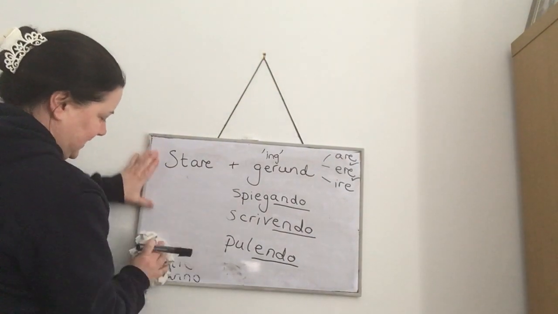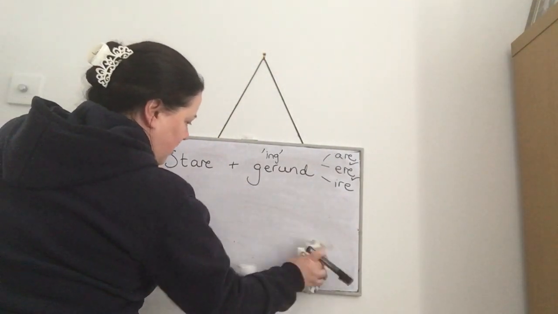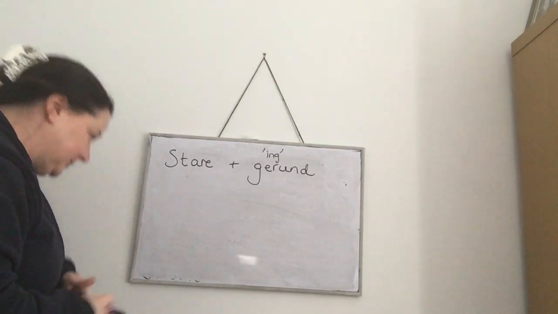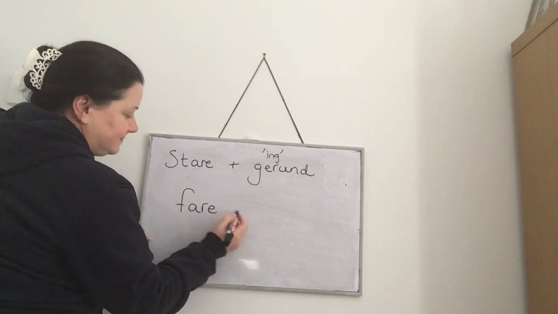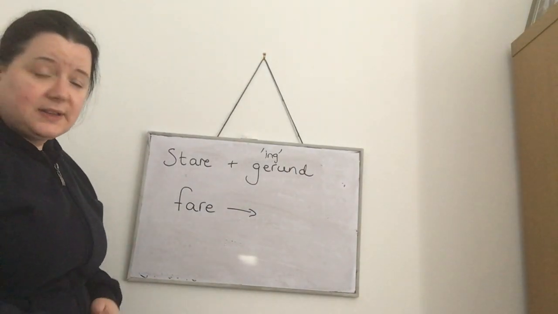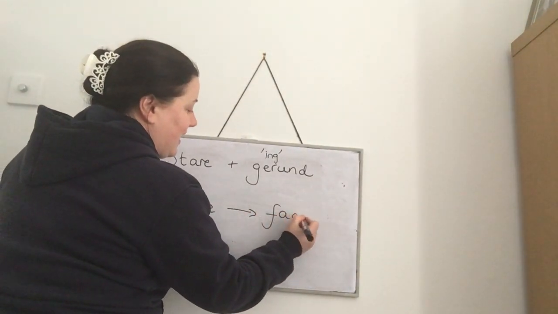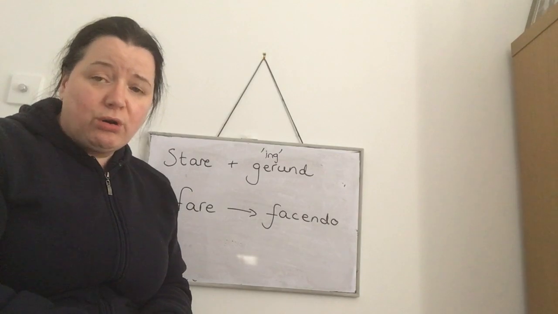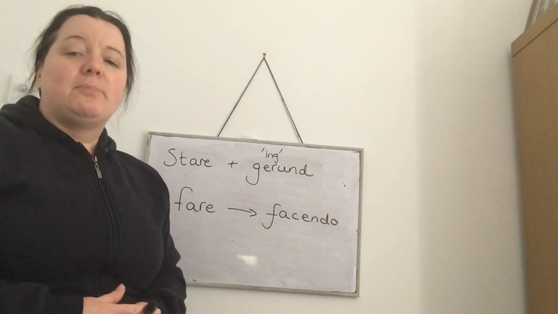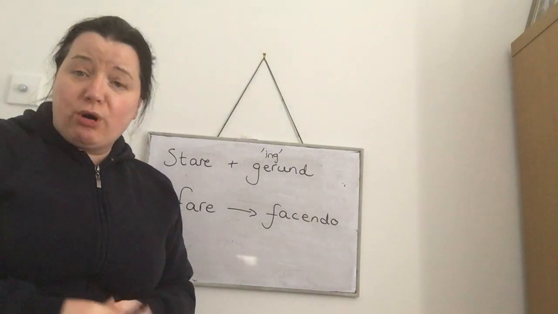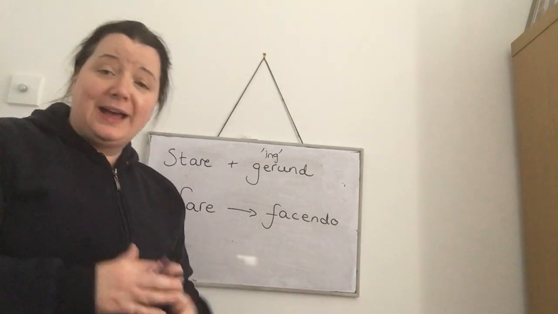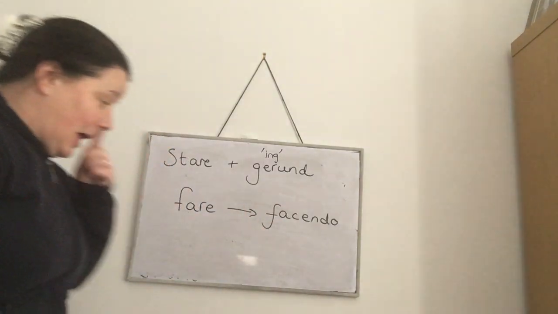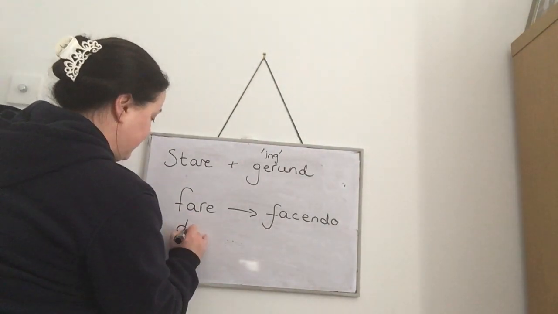So, what are your irregulars? Well, here we are. I'll just remove all of that. Okay, so for example, fare, when you change that to a gerund, becomes facendo. So, for example, if you say sto facendo, I am doing. Per esempio, sto facendo la mia lezione su YouTube. I am doing my lesson on YouTube because I'm doing it at the same time as I'm talking about it. Okay? Another one that you could have, an irregular, is dire.